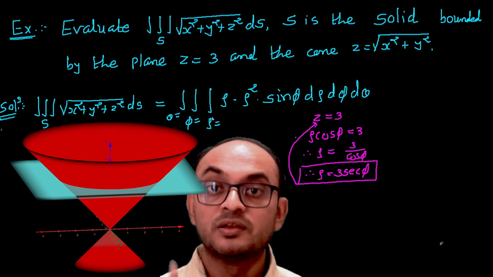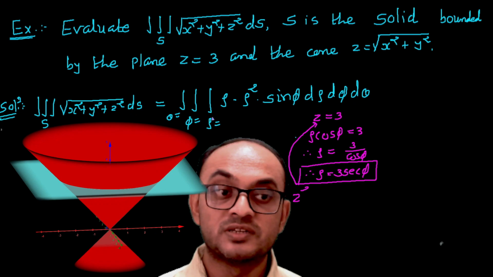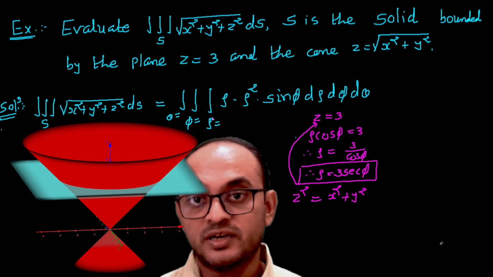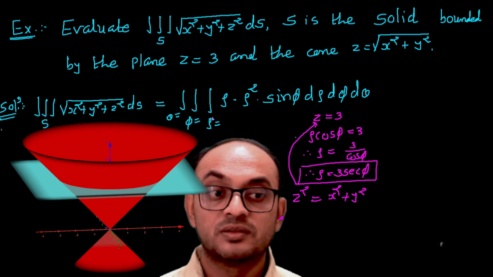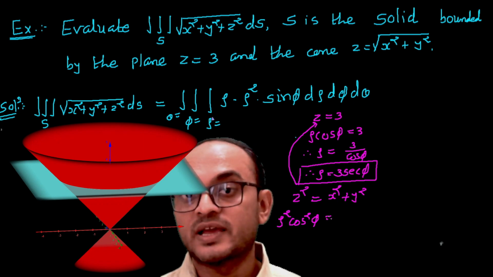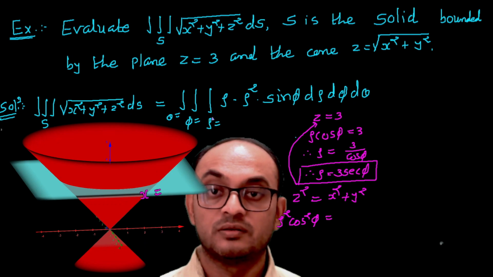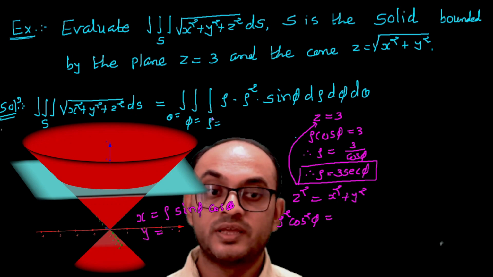We have given another surface, z is equal to square root of x square plus y square. So can I write that as z square is equal to x square plus y square, if I take square on both sides? Now what is z square? Z square is rho square cos square phi. What is x square? Can you tell me? See, what is x? X is equal to rho sine phi cos theta, and y is equal to rho sine phi sine theta.